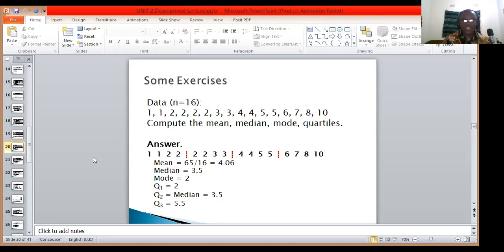Our mode, we are looking for the number that is appearing most. So we look at our data set, we find 2 is appearing most. So we go to the quartiles. We want to find the lower quartile, the middle quartile, and the upper quartile. Now, when you are asked to calculate the middle quartile, what they are asking for is the median.